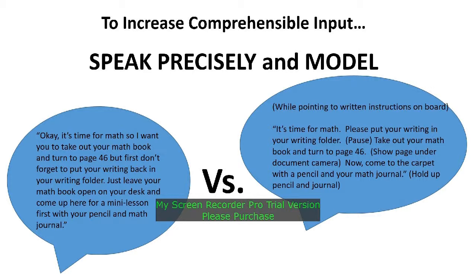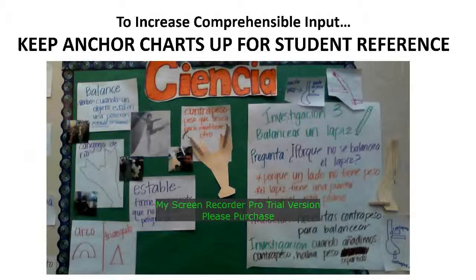Obviously, the instructions in the second bubble are a lot clearer, but too many times we find ourselves giving directions more similarly to what's in the first bubble because we haven't thought through the most important information that we need to communicate. Second, another way to increase comprehensible input is by co-creating anchor charts during lessons and then keeping them up around the classroom for the duration of your unit.